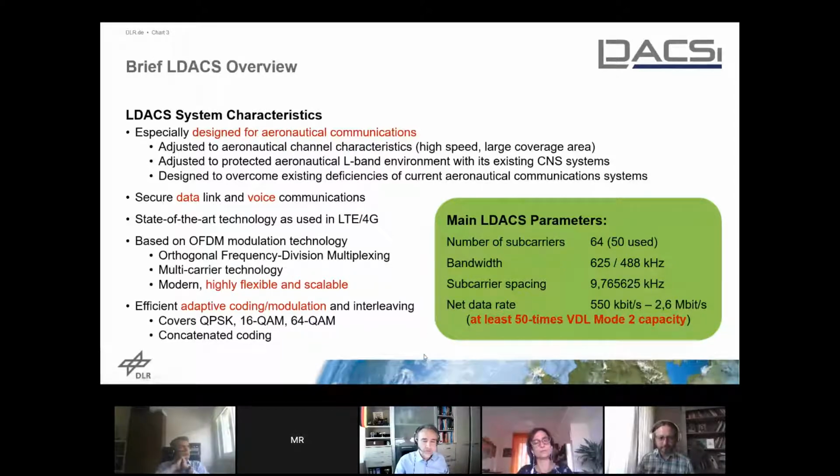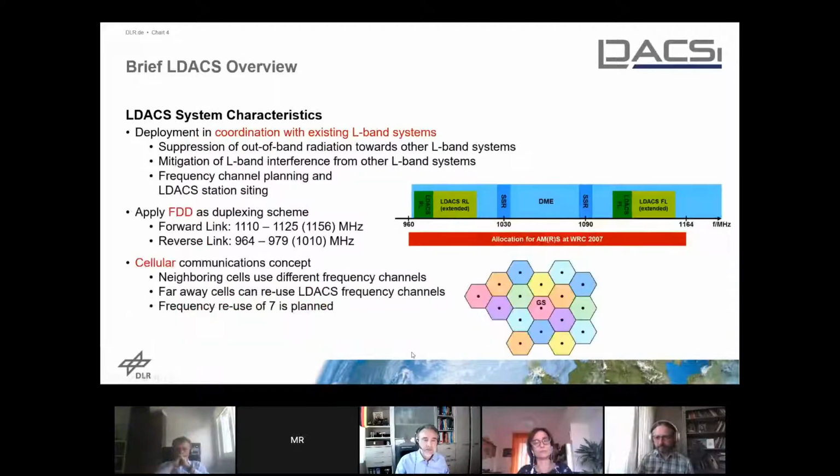So with that, we have net data rates which are at least 50 times the VDL Mode 2 capacity. What's also important to note is that the deployment will be done in coordination with the existing L-band systems. For that, we have already included out-of-band radiation suppression techniques in our transmitter design, and we have integrated interference mitigation techniques in the LDACS receiver, and we will use frequency channel planning and LDACS station siting to achieve this coexistence in the L-band.